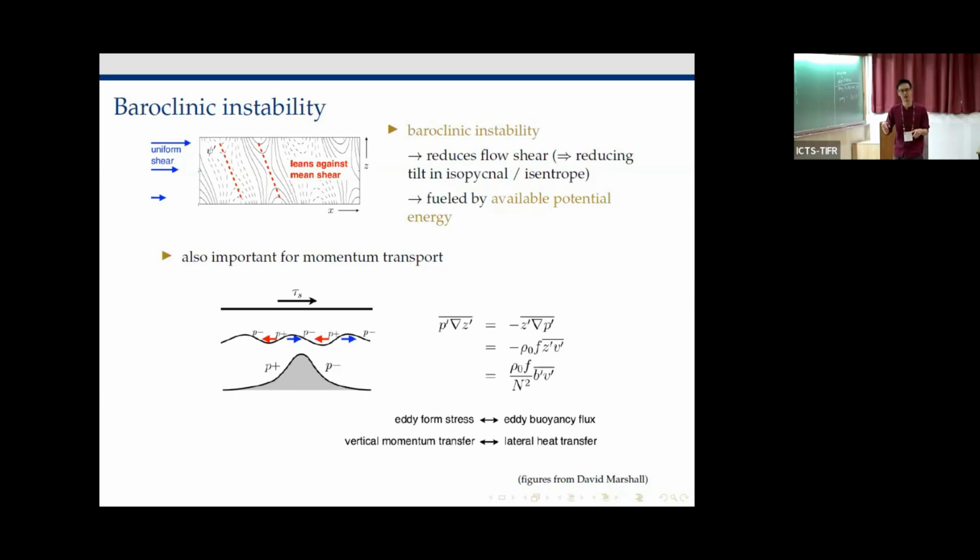This is in contrast to things like barotropic instability, where you have a background flow and it really is coming from the kinetic energy view. Another thing, which is important for energy cycles but also for momentum transport: this is a schematic I took from David Marshall. This is what's known as form stress.